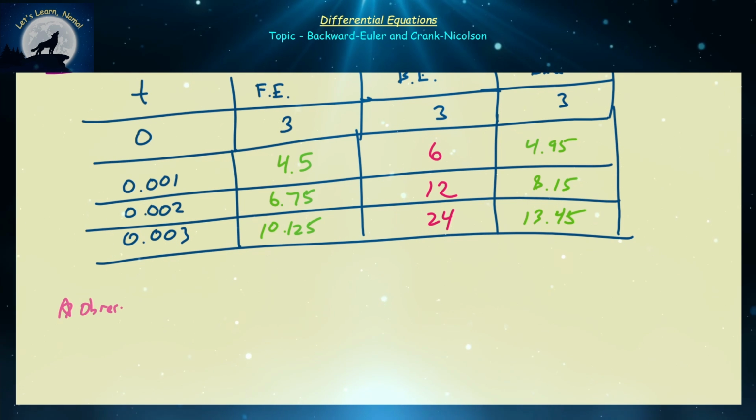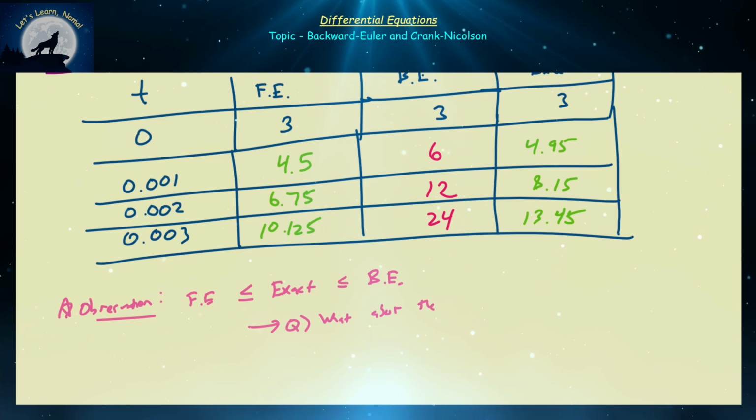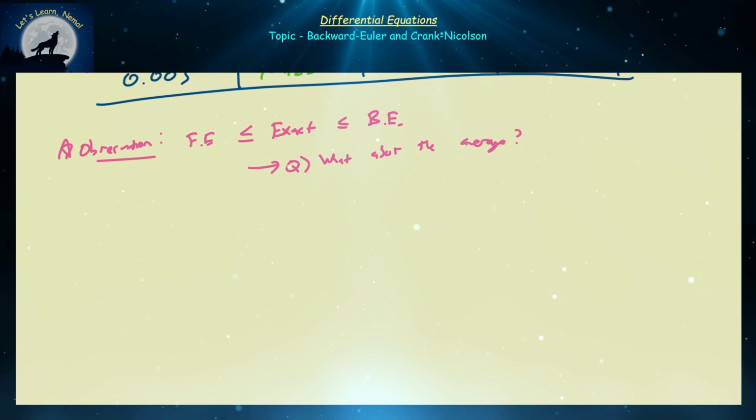Now, one thing that you may observe for this particular example is that the Forward Euler approximation is less than the exact solution, and that's less than or equal to the Backward Euler method, which appears to be an over approximation. So one may ask the question, what about the average of these methods? And that's where the Crank-Nicolson method comes into the picture. So let's briefly introduce the Crank-Nicolson method.